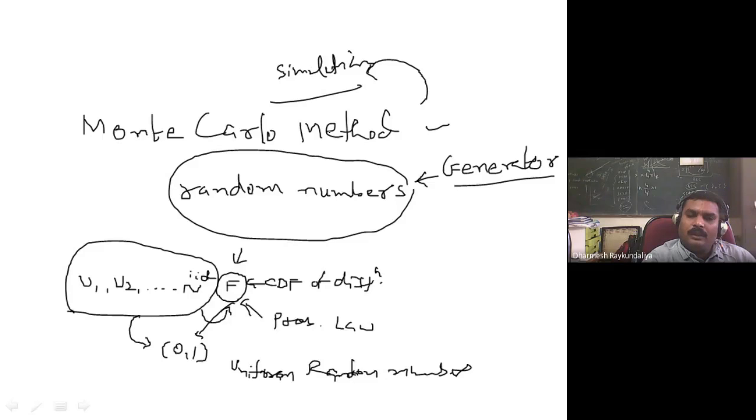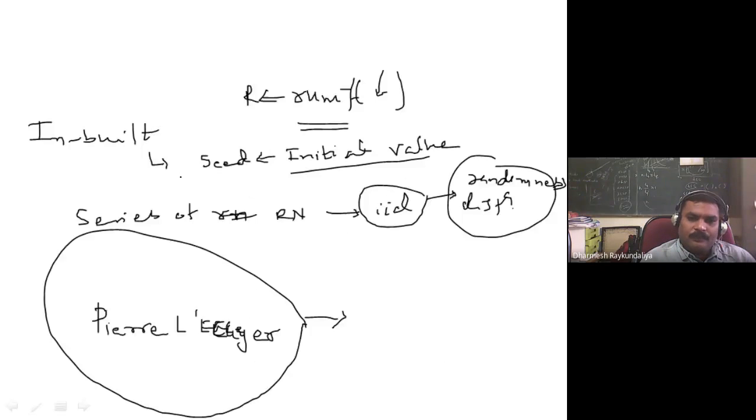and the heart of the Monte Carlo method is nothing but the random number generators. So that is why we are always looking for random number generators. There are many random number generators given inbuilt, but the user has to supply the initial seed, and the pioneer of the pseudo random number generator is nothing but Pierre L'Ecuyer, who has given the concept of random number generators.